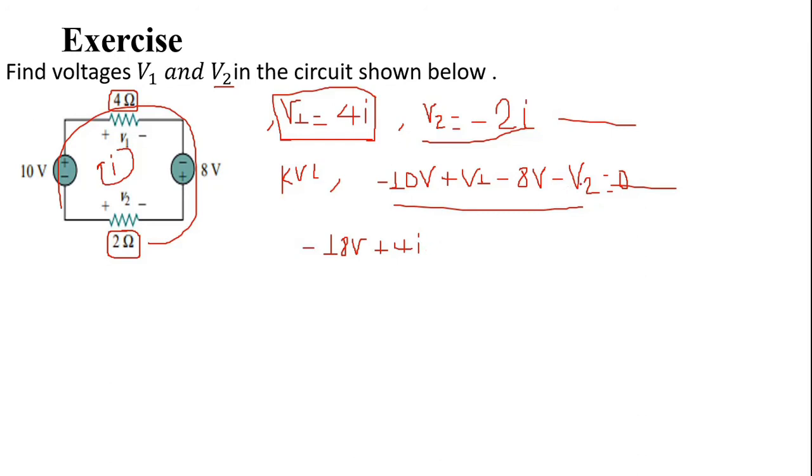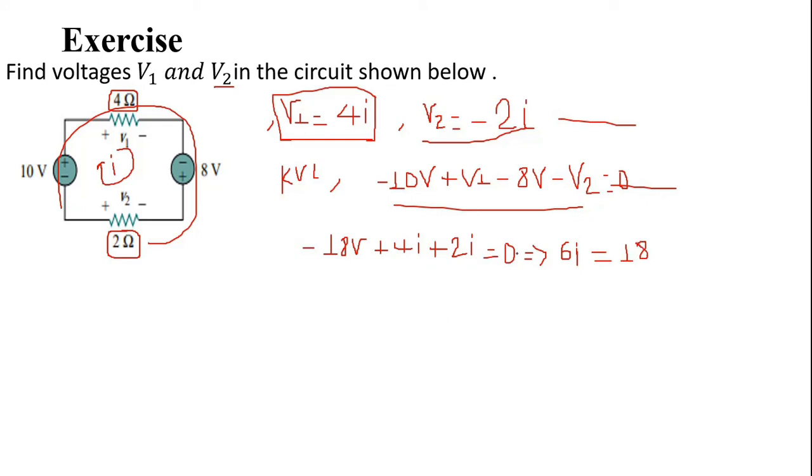Minus V2, which is already obtained as 2I, so minus minus 2I, minus times minus is plus, so we have plus 2I. So this equation equals 0. And this can be simplified as 6 times I equals 18.